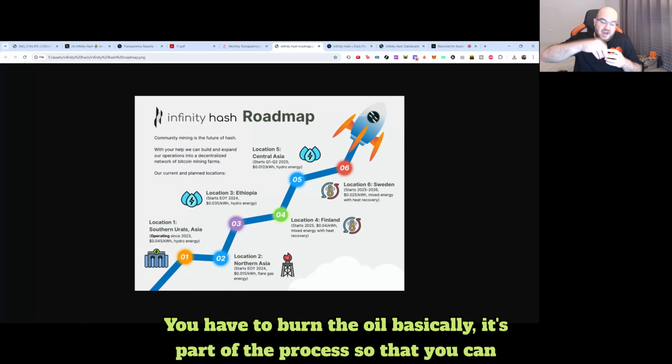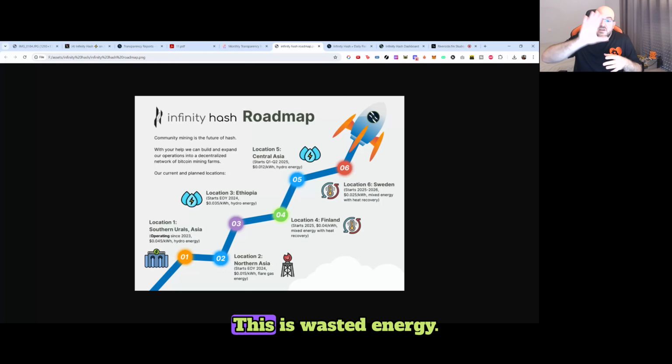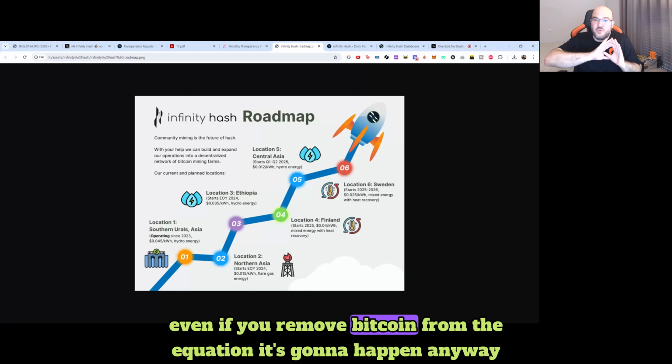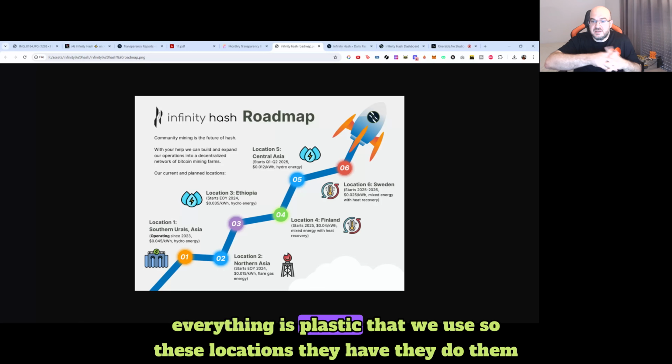You have to burn the oil, basically, it's part of the process so that you can process it. This goes into the atmosphere. This is wasted energy. This is just pollution. It happens anyway. Even if you remove Bitcoin from the equation, it's going to happen anyway, because people need oil and people need petroleum products like plastics. Everything we use is plastic.